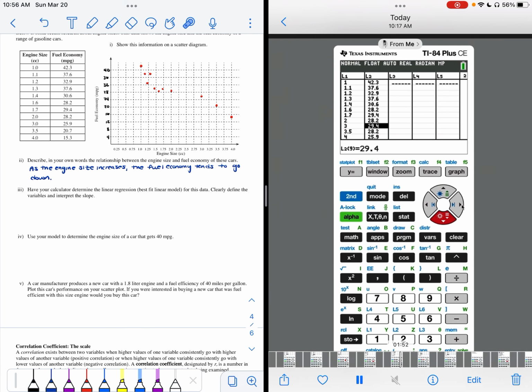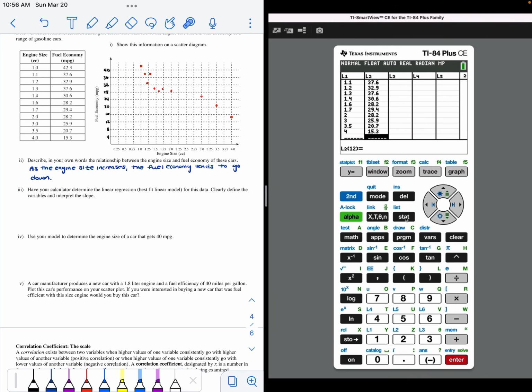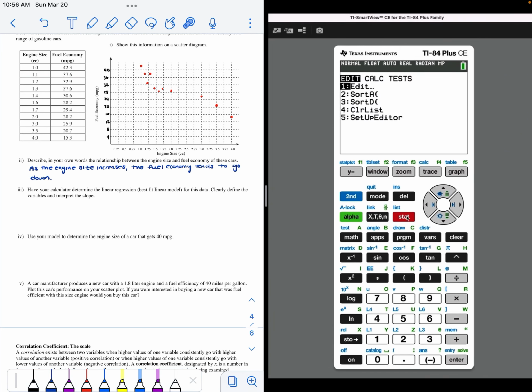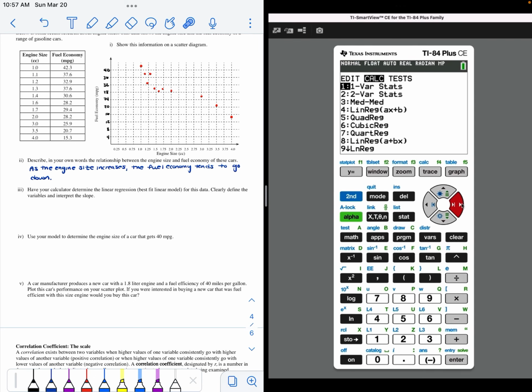Okay, so there's all my data in there. Once you get all that data in there, our goal is going to be to calculate an equation. So I went back to my stat button, but this time, instead of doing the edit, because we already edited our lists, we want to calculate an equation. So I'm going to arrow over to calc, and go down to number 4, the LinReg with the ax plus b in parentheses.